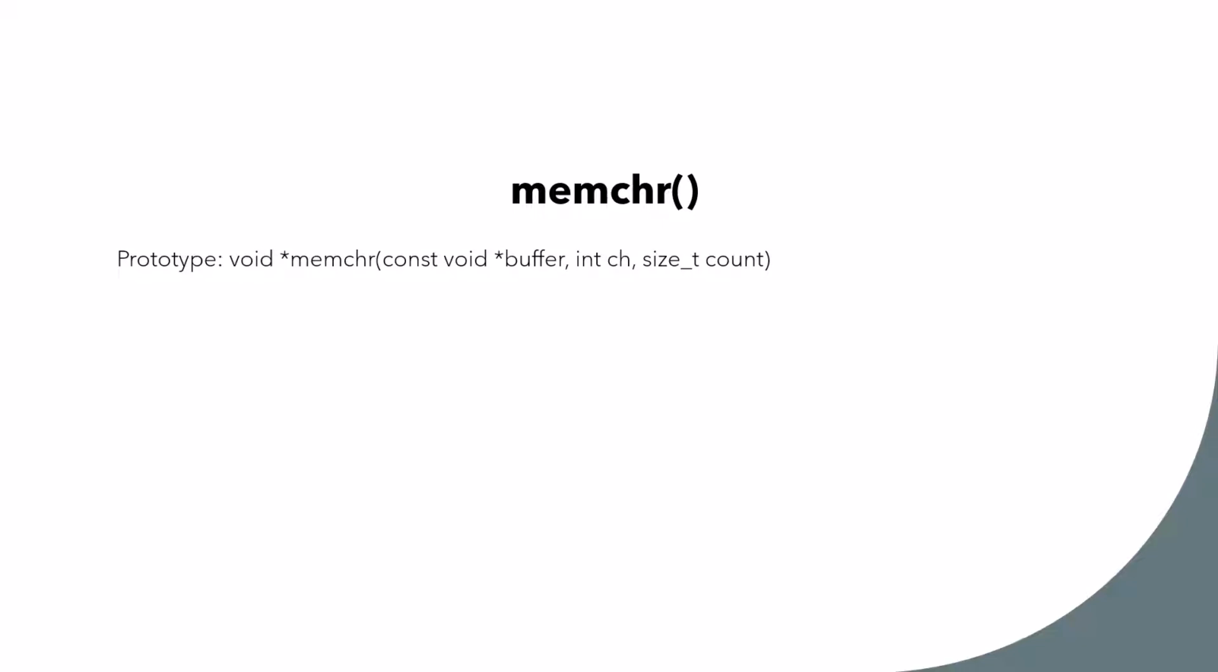We have the arguments const void star buffer, the term buffer here indicating that this function works with bytes. Integer ch, and this particular argument, although declared as integer here, is going to be converted to an unsigned character type when this function is called. Then we have size_t type count, and you will recall size_t is the equivalent of unsigned, defined in the file string.h, right? What count represents, again, we will see shortly.